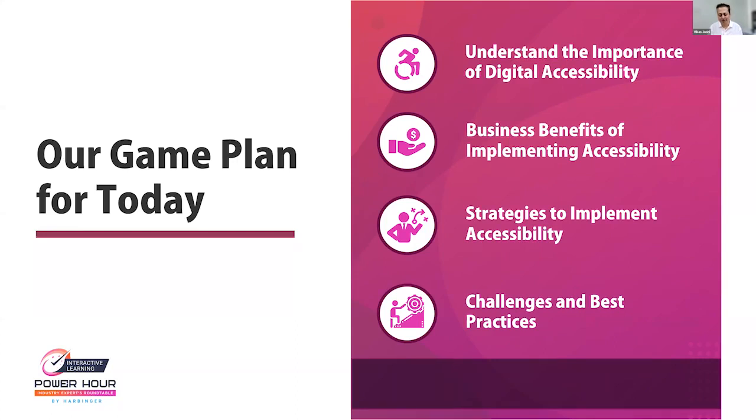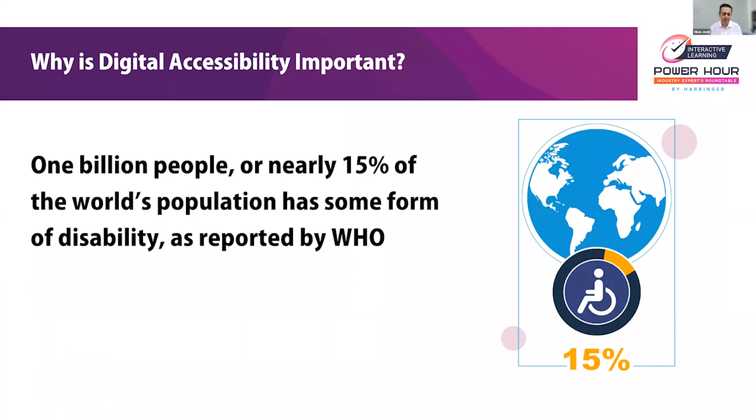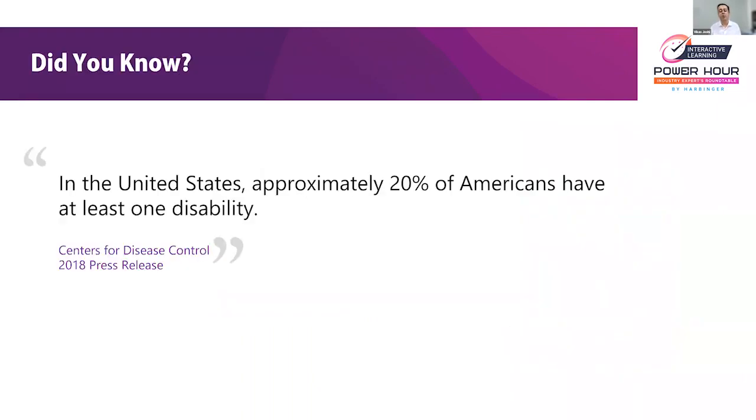First and foremost, why is digital accessibility important? As you can see, 1 billion people, nearly 15% of the planet, has some disability or the other, according to WHO. And that's a lot of people. If you zoom in on the United States, do you expect the percentage to be higher or lower? Any guesses? Let's see. It's 20%, even higher in the US.